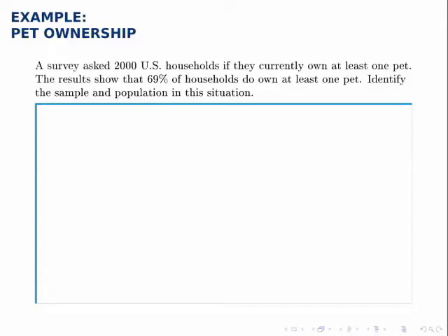Remember, with a survey like this, the population is the group that we're interested in knowing something about. But it's usually not feasible to study the entire population, so we gather data from a small subset of that group. So, in this case, we're interested in knowing about all U.S. households, so that's the population.